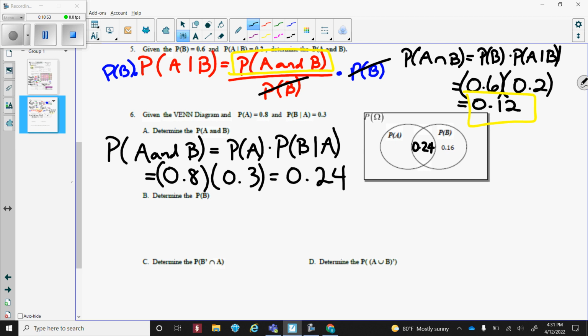So this means that the probability of B, which is the whole right circle, is 0.24 plus 0.16. So our probability of B is equal to that 0.24 we just found, because that's in both of them, added to the stuff that's only in B, which is that 0.16. The total probability of B is 0.4.